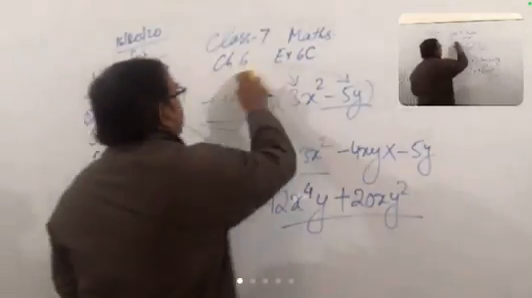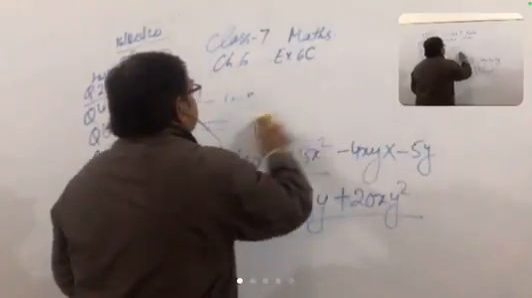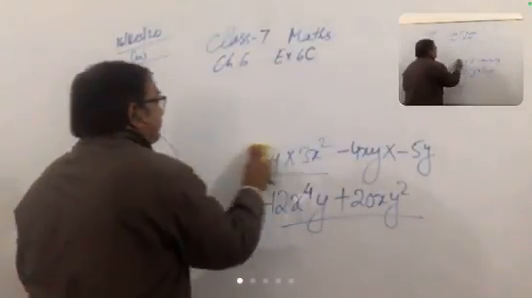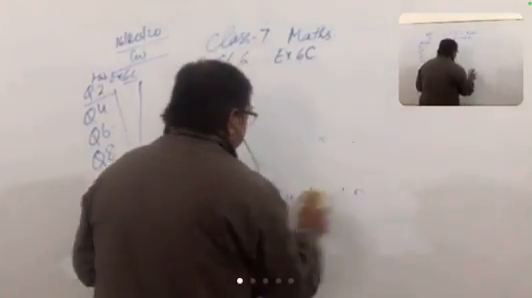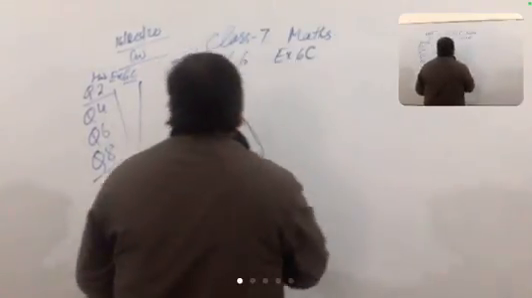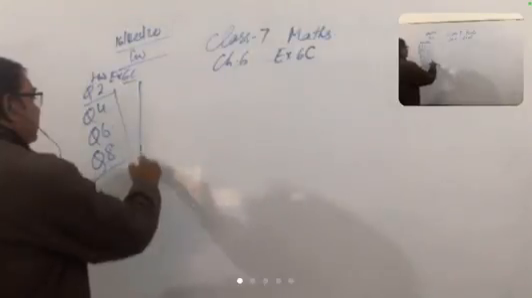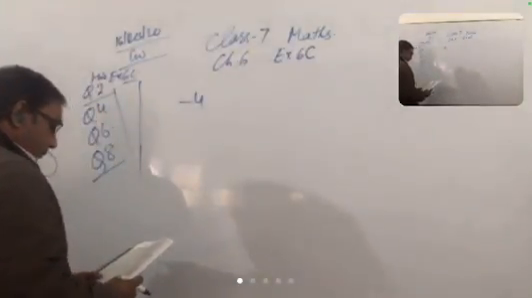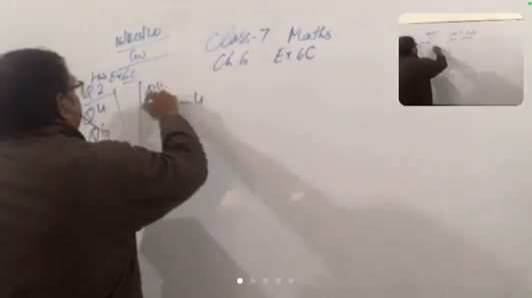Now just read question number 11. Ojas, can you read the question number 11? Yes, sir. Minus 4 by 27 xyz bracket 9 by 2 x square yz minus 3 by 4 xyz square bracket close. Question number 11.